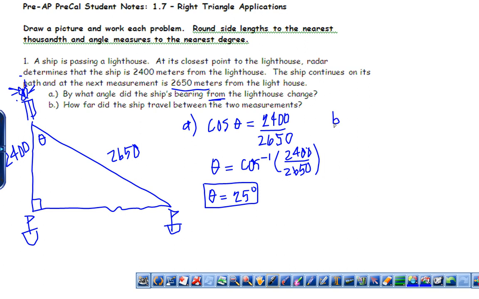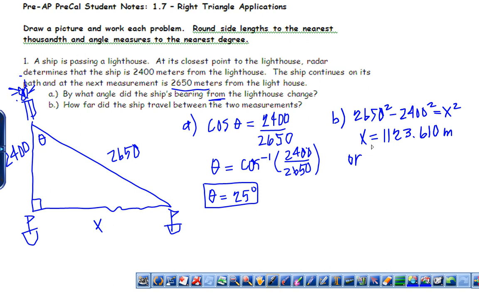All right, for B, it says, how far did the ship travel between the two measurements? So it looks like we're looking for this side right here. You could do Pythagorean theorem, which is 2,650 squared minus the 2,400 squared, and get your unknown, and I get about 1,123 rounded meters.